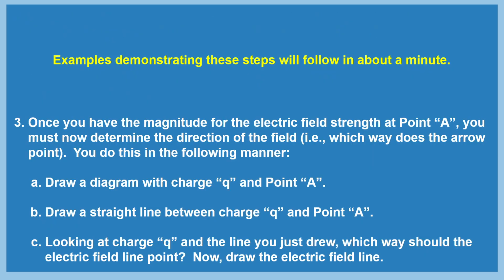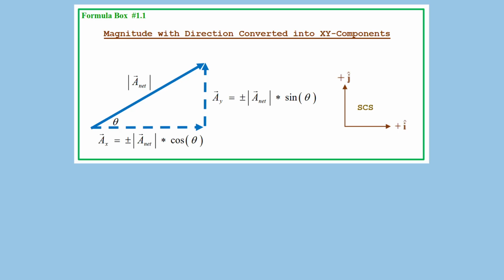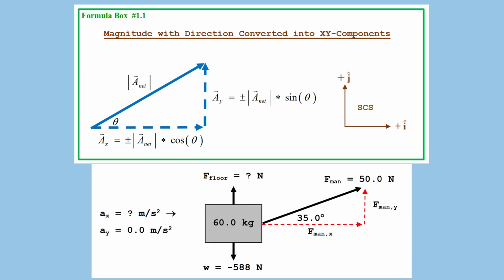Step 3. Once you have the magnitude for the electric field strength at point A, you must now determine the direction of the field, that is, which way does the arrow point. You do this in the following manner. A. Draw a diagram with charge Q and point A. B. Draw a straight line between charge Q and point A. C. Looking at charge Q and the line you just drew, which way should the electric field line point? Now, draw the electric field line. Note: if the electric field line, which is a vector, is a diagonal vector, then it must be broken up into its xy components. In previous problems, we have done this using the following formulas.